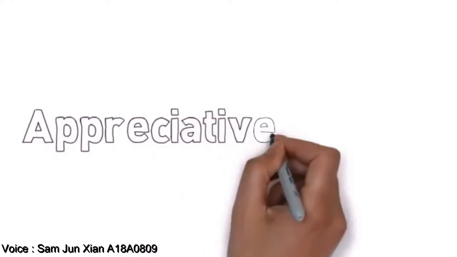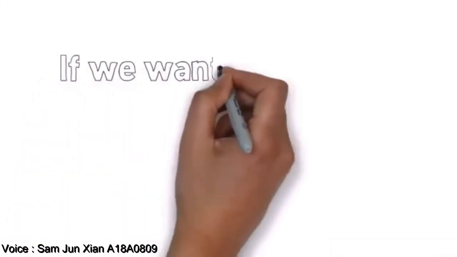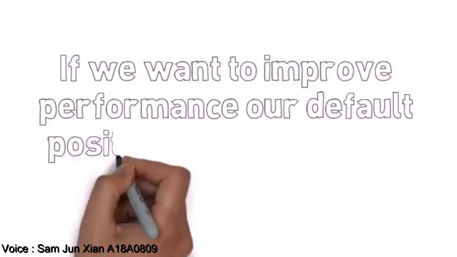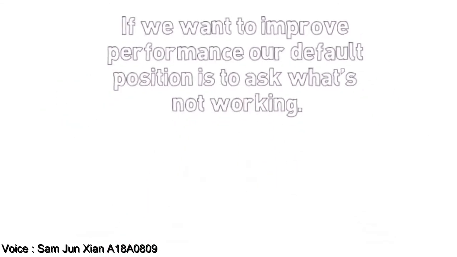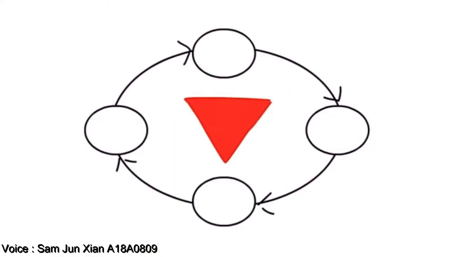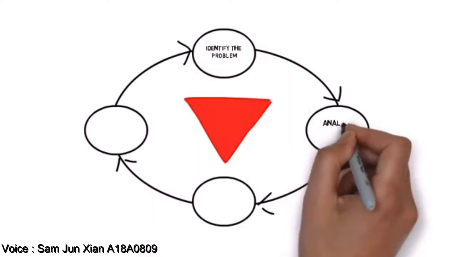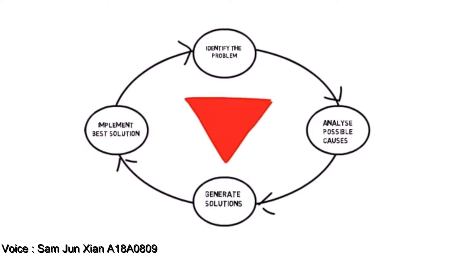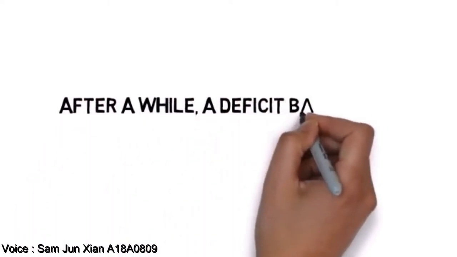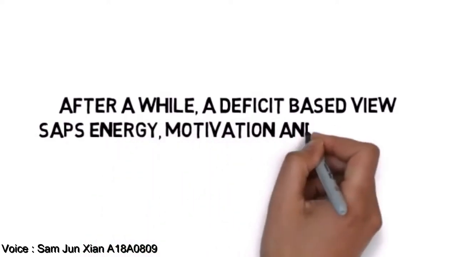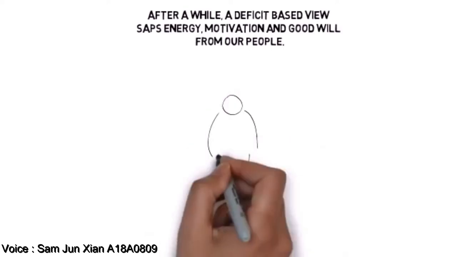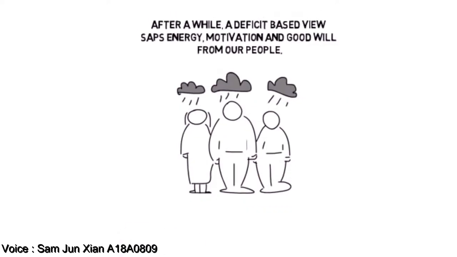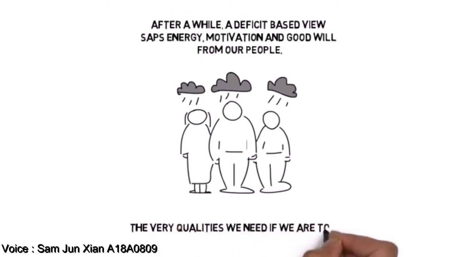Appreciative inquiry. If we want to improve performance, our default position is to ask what's not working. Along this line, first, identify the problem. Second, analyze possible causes. Third, generate solution. Lastly, implement best solution. So, in the end, all the problems can be solved. After a while, a deficit-based view saps energy, motivation and goodwill from our people, the very quality we need if we are to improve our organization.